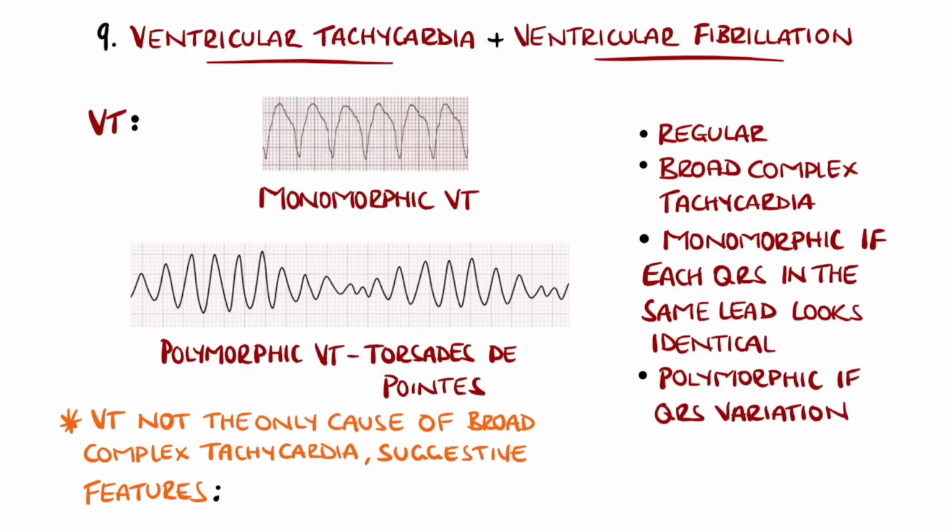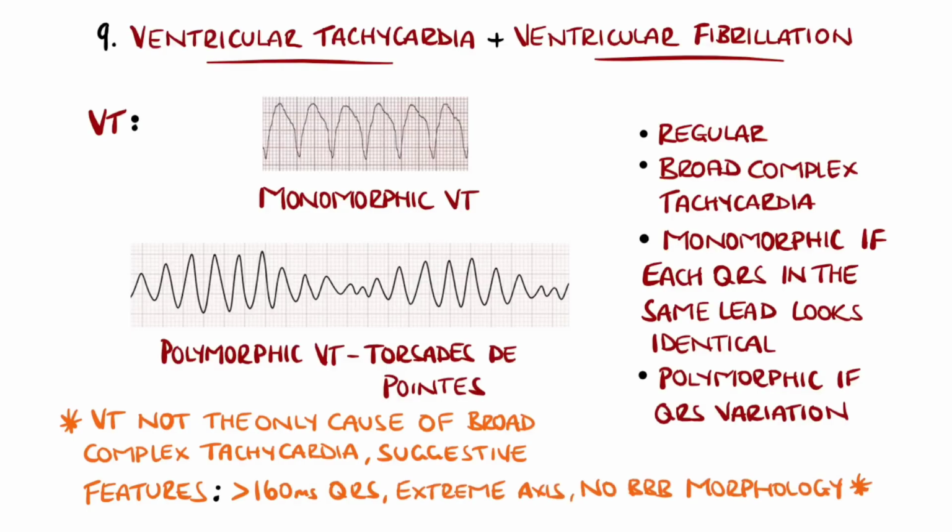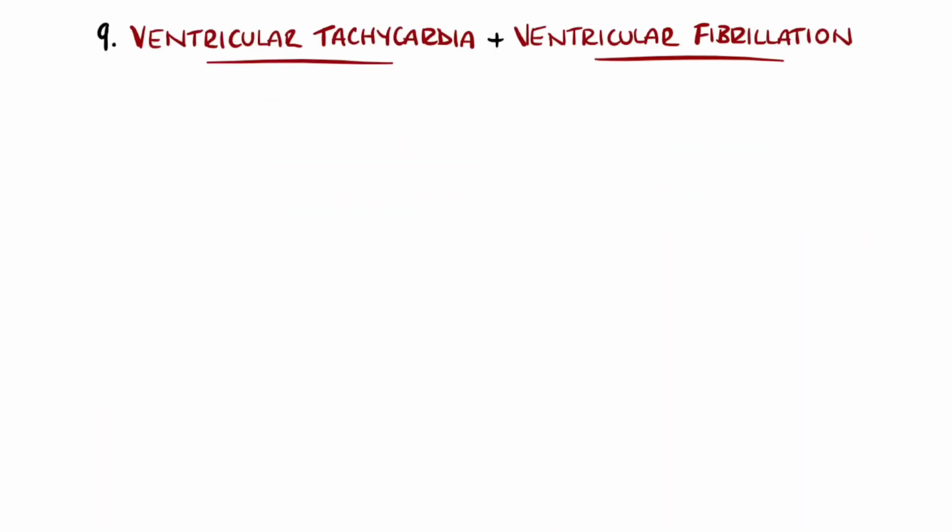Some features suggesting VT include very broad complexes above 160 milliseconds, absence of bundle branch block morphologies, and the presence of extreme axis deviation. Ventricular tachycardia itself can result in cardiac arrest, but may also degenerate into ventricular fibrillation, which is a lethal rhythm if not treated.